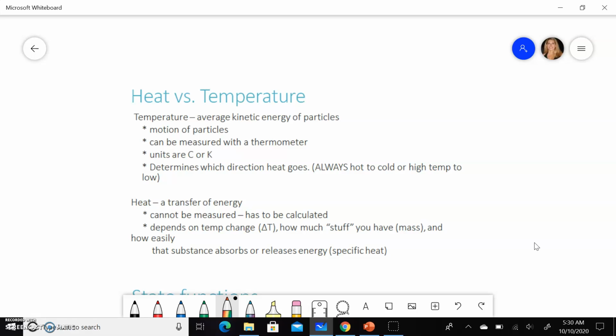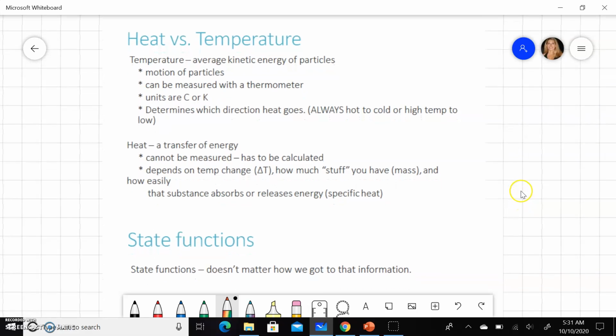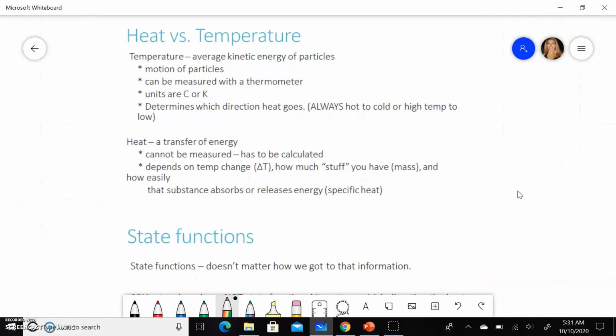And when heat leaves your body, the sensation that you feel is coldness. Coldness is not really a thing. It's more the lack of heat, but that's what you feel when you lose that heat to the ice cube. So temperature is a measure of that motion of the particles. Heat is a transfer of energy. So we can't just go to a lab bench and say how much heat is in this beaker, but what we can say is what is the temperature of the beaker, and we can say how much heat is leaving the beaker or how much heat is going into the beaker.